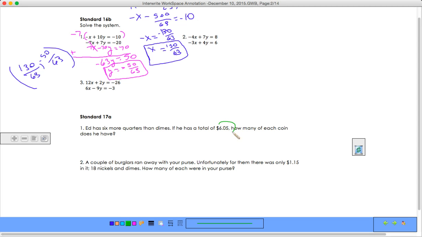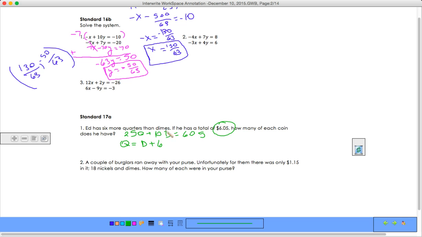Well, I'm going to start with this $6.05 because we have lots of problems like that. That one's usually the easier equation to come up with. So we have quarters and dimes. I know a quarter is 25 cents, plus I have 10 cents for every dime, and that's going to equal 605. Remember, you can drop the decimal points as long as you do it all the way through. Then Ed has 6 more quarters than dimes. So the number of quarters is equal to the number of dimes, but there's 6 more, so plus 6.